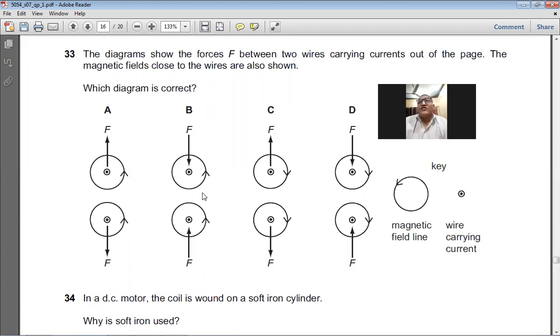We know that. This is the law: if you have two parallel conductors and the direction of the current is the same, they will attract each other. So either it's B or it is D, for attraction.